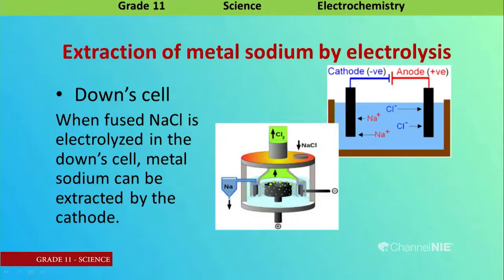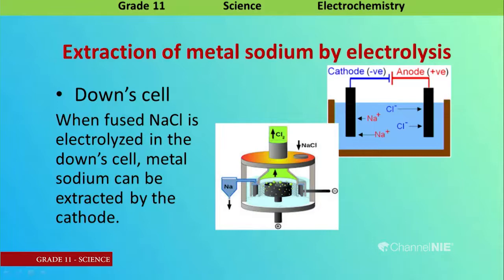What happens at the cathode when sodium ions are attracted towards the cathode? Sodium ions receive electrons from the cathode and turn into sodium metal. And this sodium metal gets deposited at the cathode. Thereby, we can obtain sodium metal from the cathode. But in this setup, there is no method to extract or separate sodium metal from the cathode. For that, there is a specially designed cell called the Downs cell.